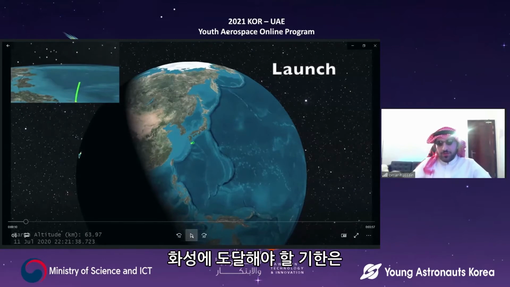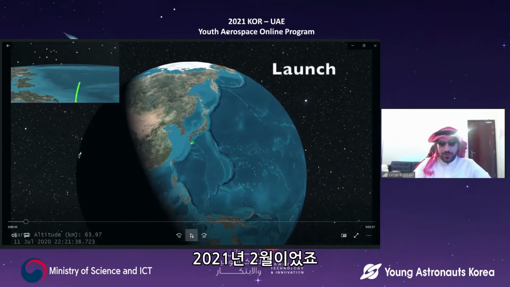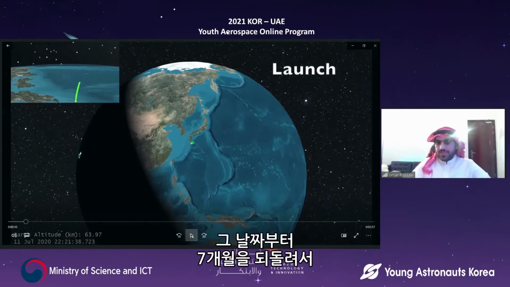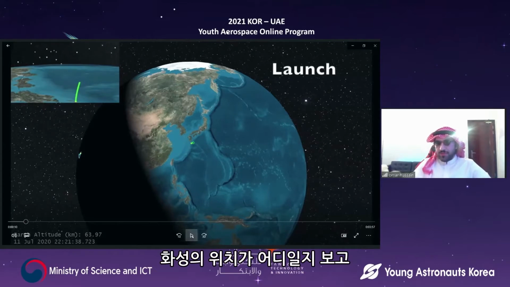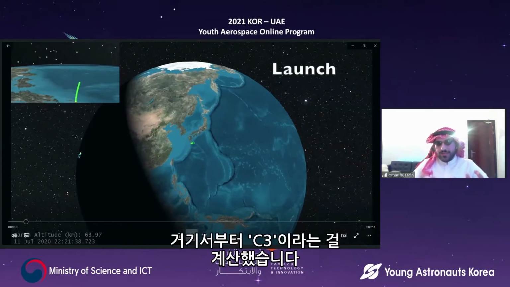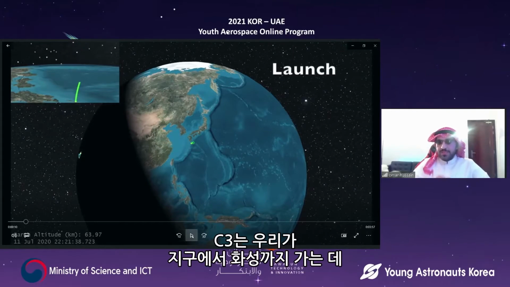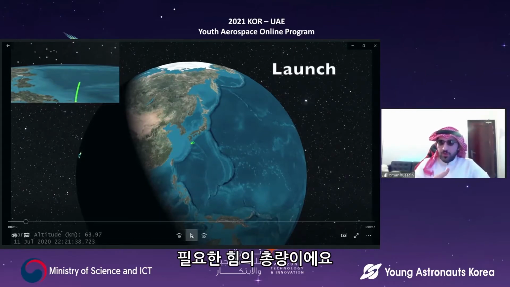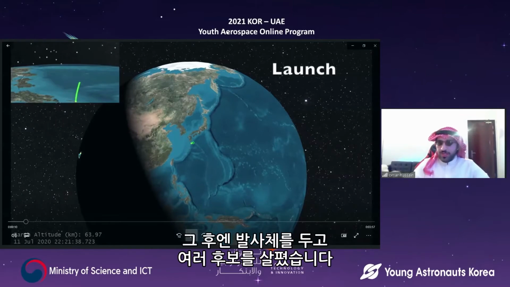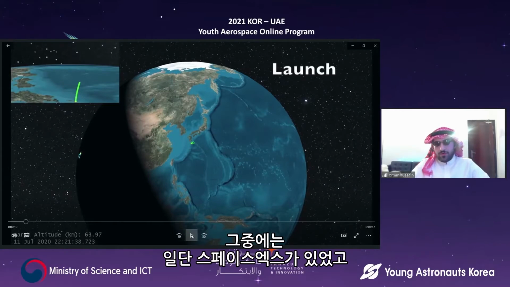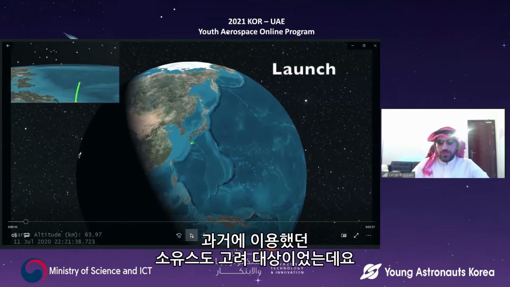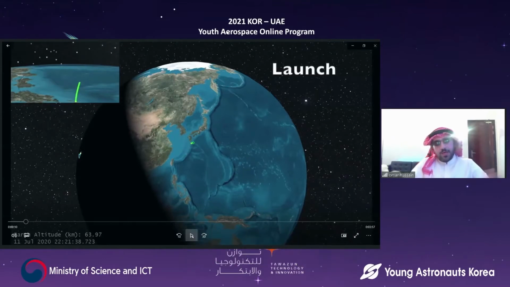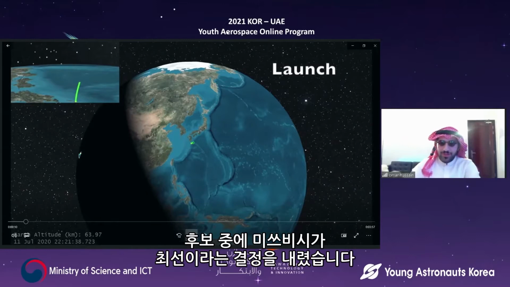So we work backwards. We knew that we wanted to be at Mars in February of 2021. So we went backwards seven months and saw where the position of Mars is going to be. From there, we calculated what we call C3. C3 is the amount of power that is required for us to get from Earth to Mars. We looked at different candidates for our launch vehicle, SpaceX and Soyuz, since we launched with them in the past, and we found that Mitsubishi would be the best choice between the three.